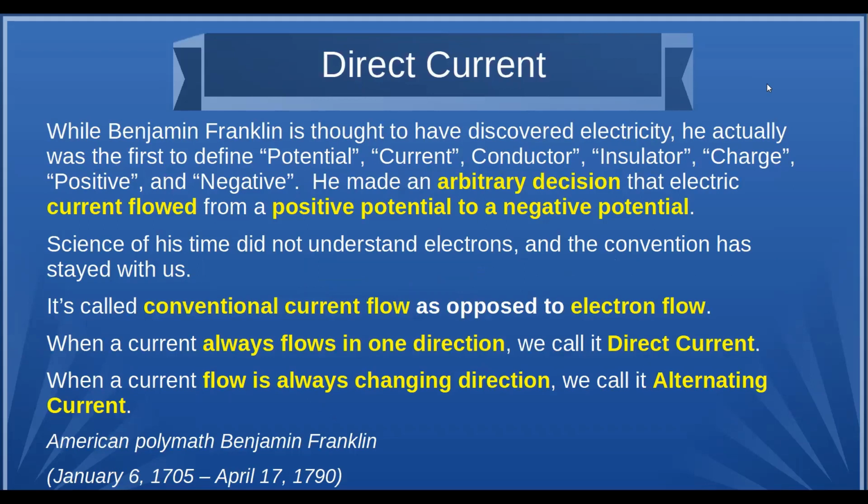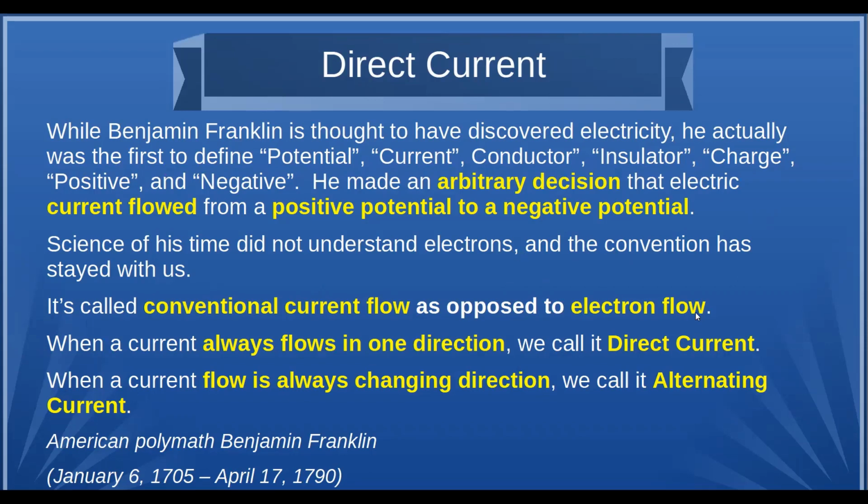Okay, direct current. Old Benjamin Franklin is responsible for a lot of this stuff today. And at the time, they didn't really understand how this stuff works. So he decided that current flowed from positive potential to a negative potential. Well, that stuck because it was there for years, and it's too hard to change after they discovered that electrons go in the opposite direction, charge goes in the opposite direction. So we call that conventional current flow, and we still use that most of the time.